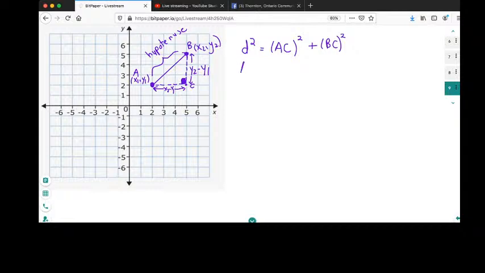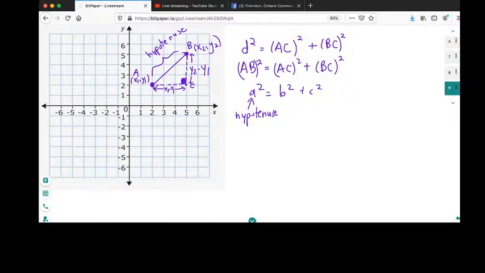So what we're really saying is AB squared equals AC squared plus BC squared, which if we remember our Pythagorean theorem, we know that a squared equals b squared plus c squared, with the hypotenuse being the squared term on its own. So that's really where this formula is coming from. We're solving for the distance in the same way that we solve for the Pythagorean theorem. So don't let this confuse you, because it really is a lot more simple than you get explained it for the most part.